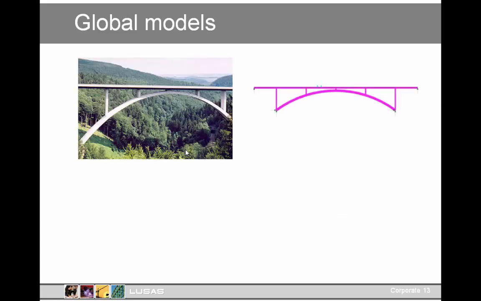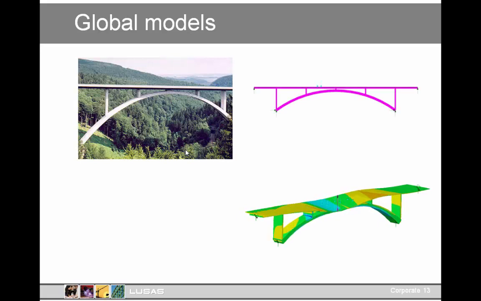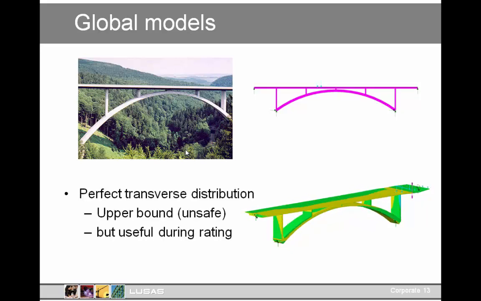But for all sorts of bridges, steel or concrete, often the engineer's starting point is a simple global beam model. And a global beam model is certainly a useful thing. It can be a 2D model or a 3D model like this, which will then incorporate twisting effects. But whatever loads are applied, this model has the inbuilt assumption of perfect transverse distribution. That is to say, all parts of the cross section are involved in resisting the applied loads. It may be okay for certain structures, but it is, generally speaking, an upper bound or unsafe assumption.